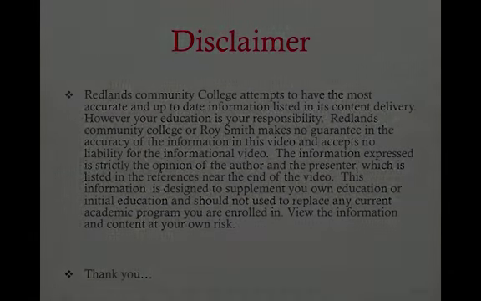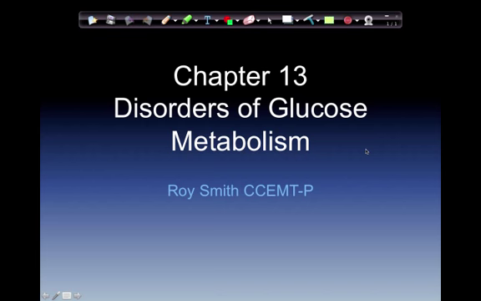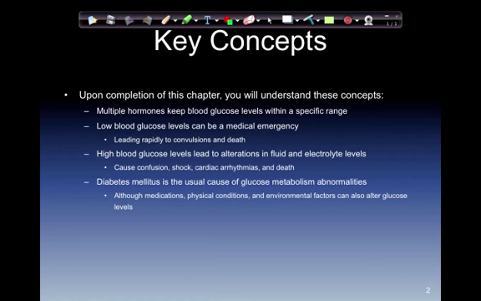Thank you. This is going to be Chapter 13, Disorders of Glucose Metabolism. Key concepts. Upon completing this chapter, you'll understand multiple hormones keep blood glucose levels within a specific range. Low blood glucose levels can be a medical emergency, leading rapidly to convulsions and death. High blood glucose levels lead to alterations in fluid and electrolyte levels, causes confusion, shock, cardiac dysrhythmias, and death.